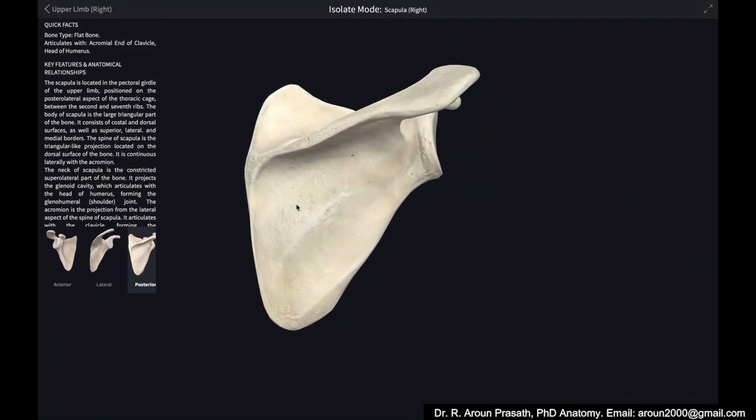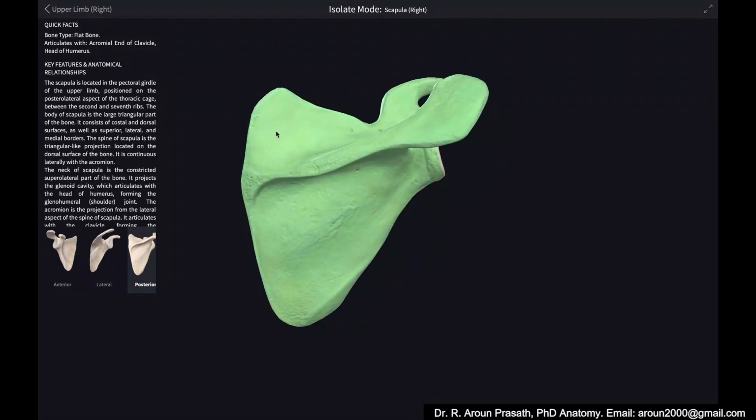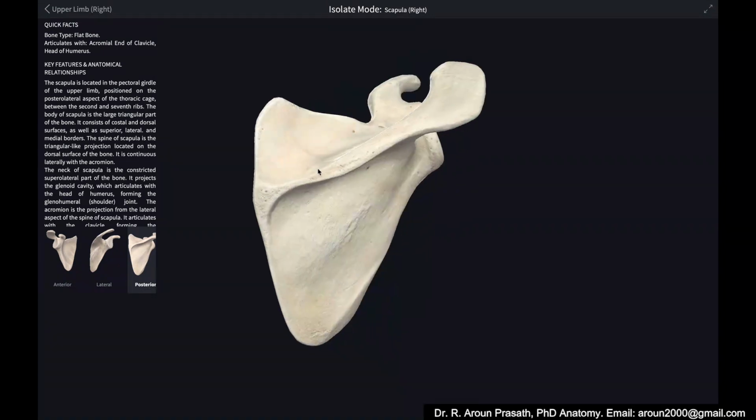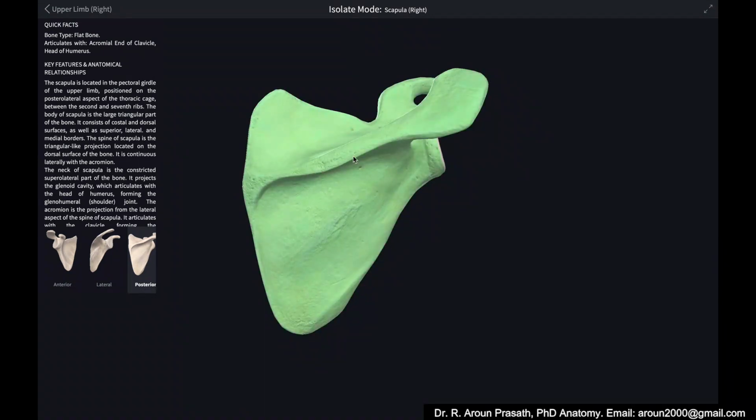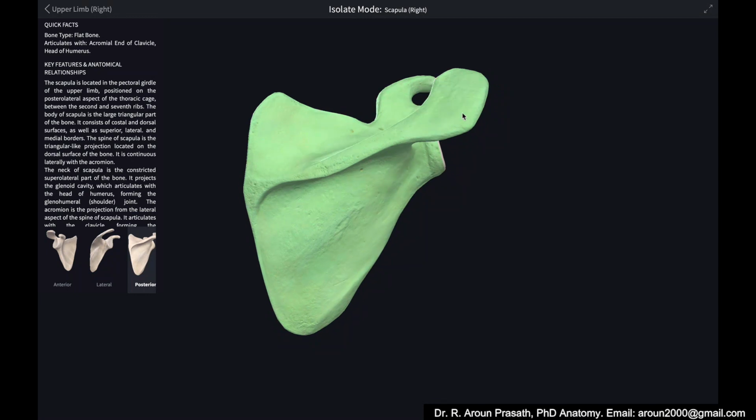Okay, so the supraspinatus and the infraspinatus fossa is formed by a scapular spine. This part is called the scapular spine. This spine extends laterally and forms the acromion process. This projection is called the acromion process.